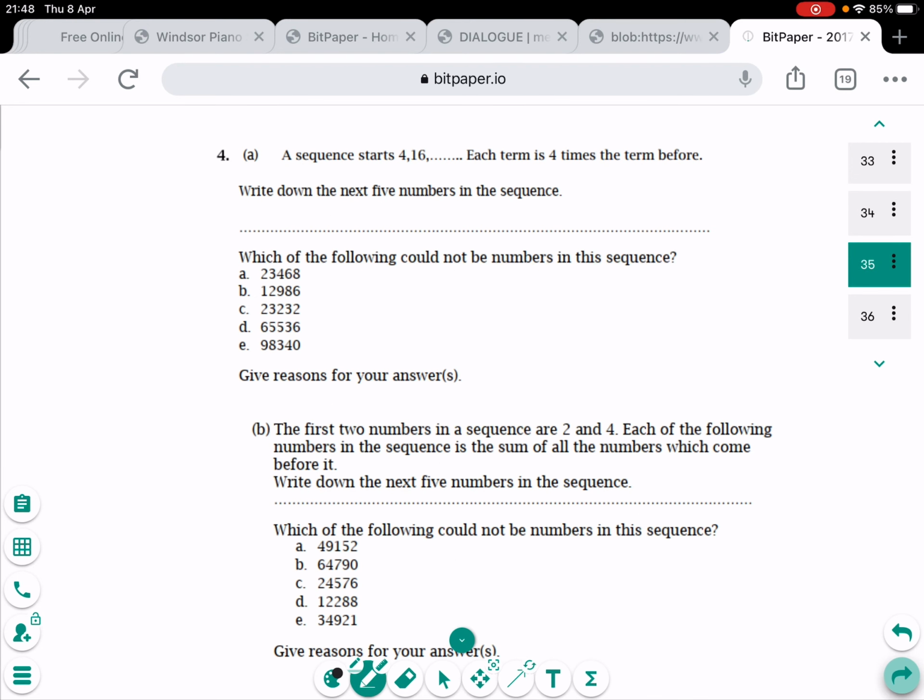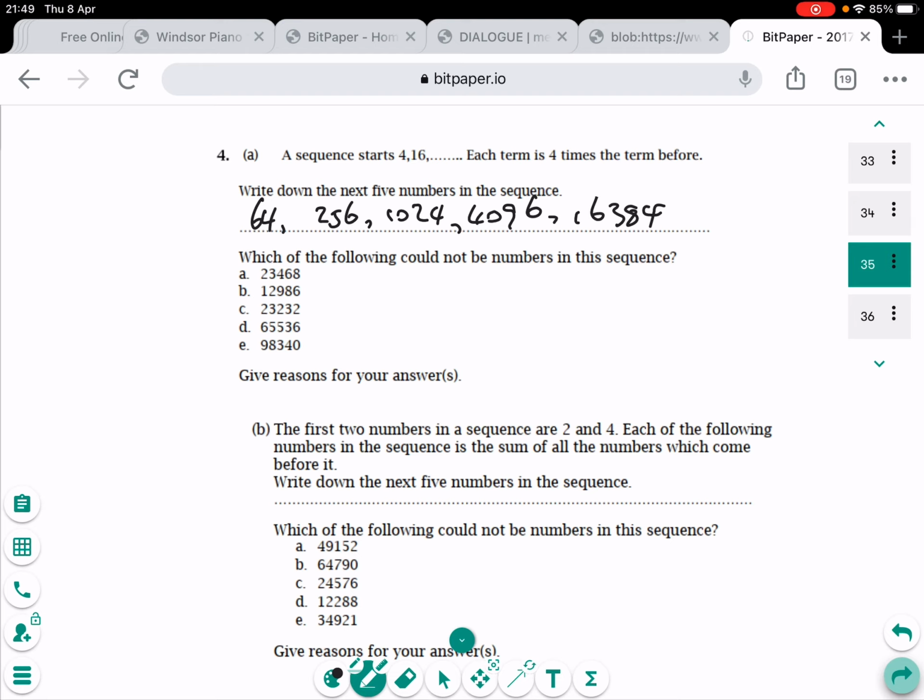Our sequence starts 4, 16, each is 4 times the term before. Write down the next 5 numbers in the sequence. So basically it would be 4, 16, then it would be 64. Then if you times that by 4, you get 256, or 1024. Then it's 4096, then 16384.